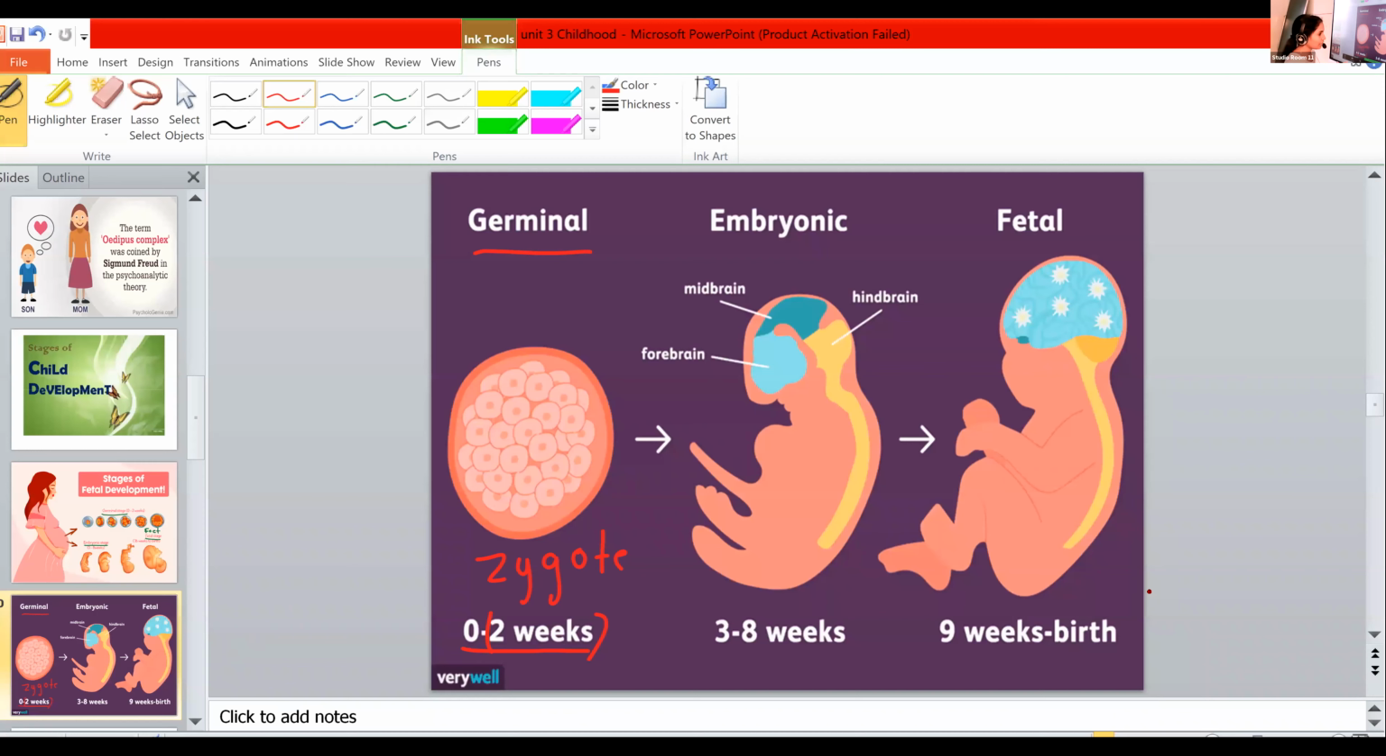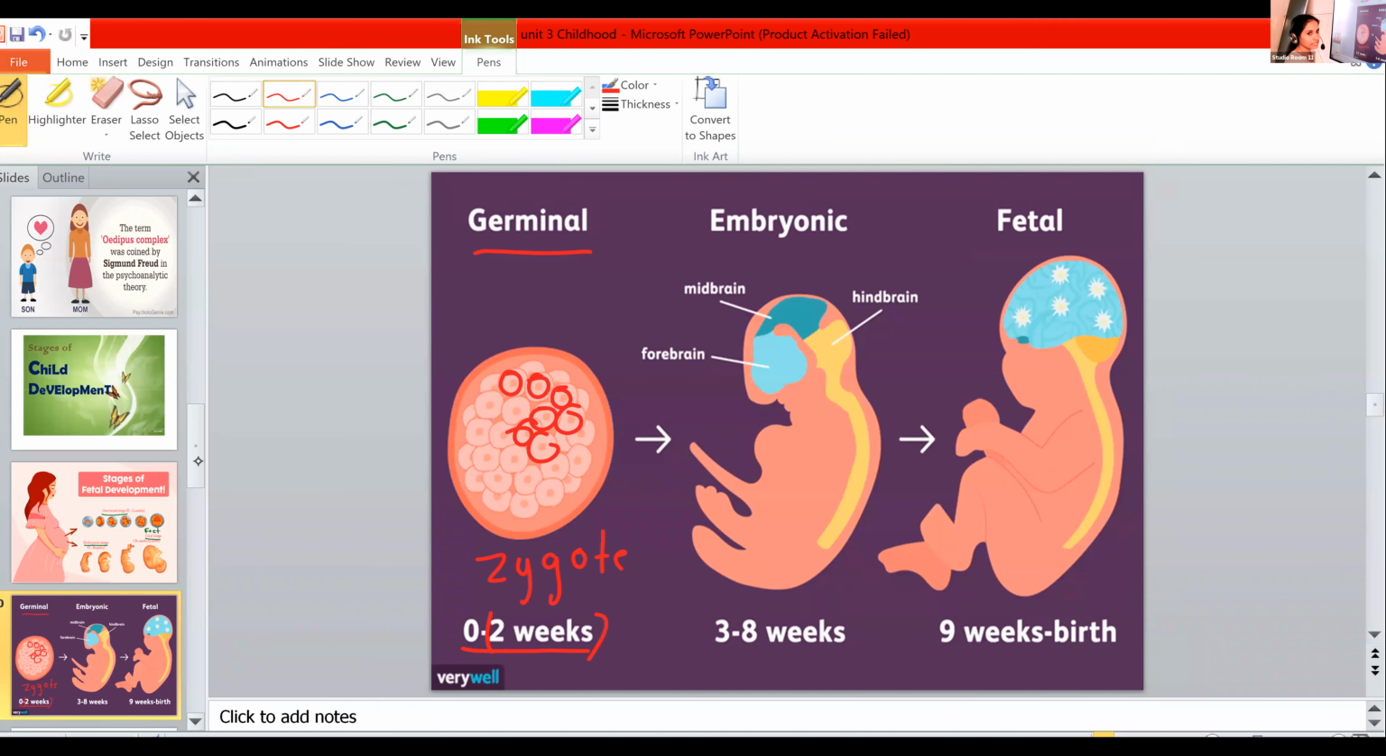That is the germinal stage. It is from 0 to 2 weeks. In this stage, we call the baby a zygote. Basically, it's cells, right? The cell divisions and all. That is the germinal period.